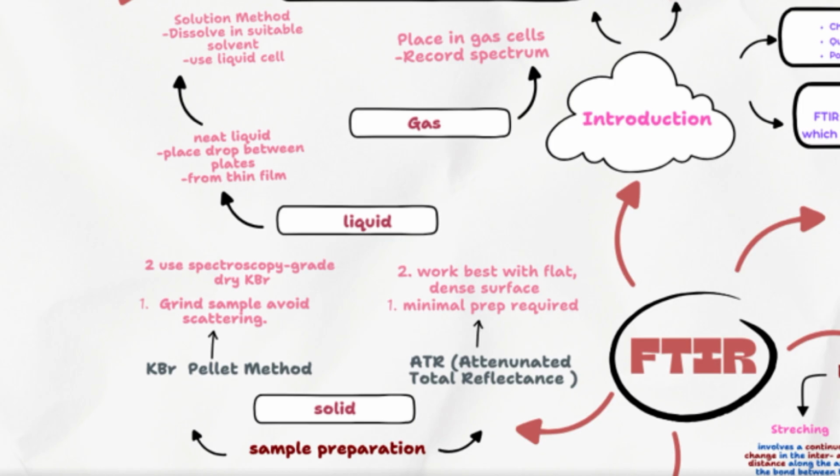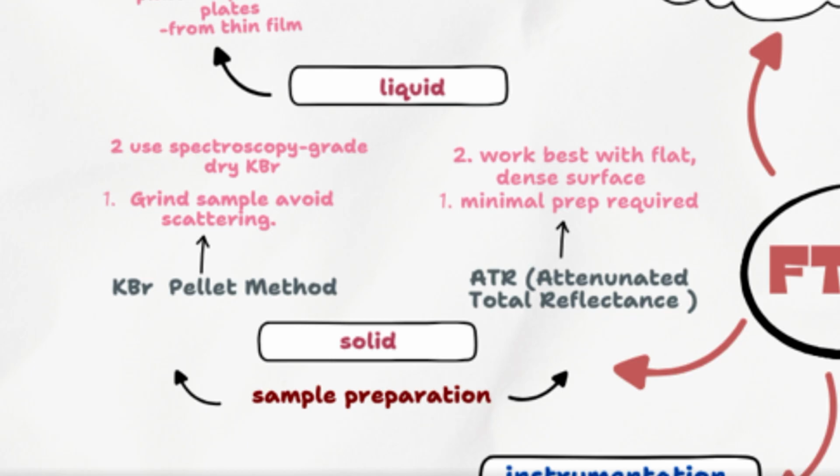Sample preparation is an important step in FTIR spectroscopy because it affects how clear and accurate the result will be. The preparation method depends on whether the sample is a solid, liquid or gas. For solid samples, the two main methods are the KBr pellet and ATR, which is attenuated total reflectance. In the KBr method, the sample is finely ground with dry potassium bromide and pressed into a clear pellet. They must be dry and handled carefully to avoid moisture interference. ATR is quicker, just spread the solid onto the crystal, but it only scans the surface layer of the sample.